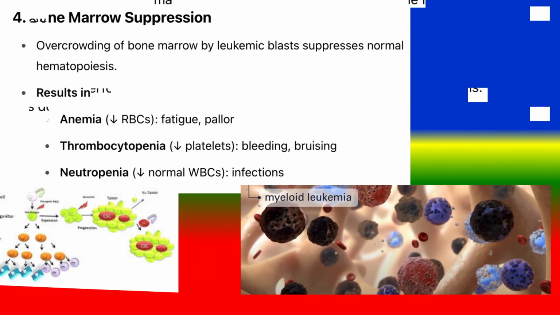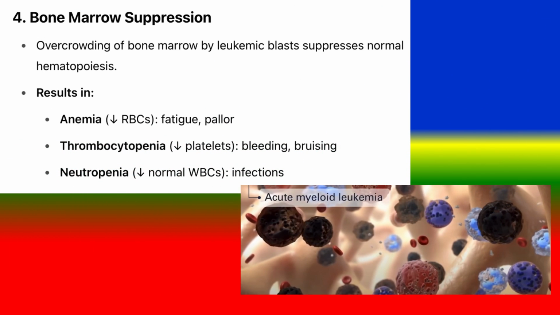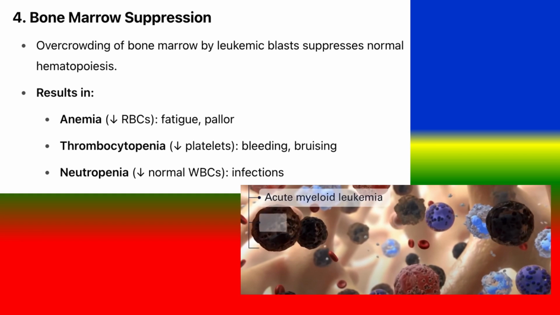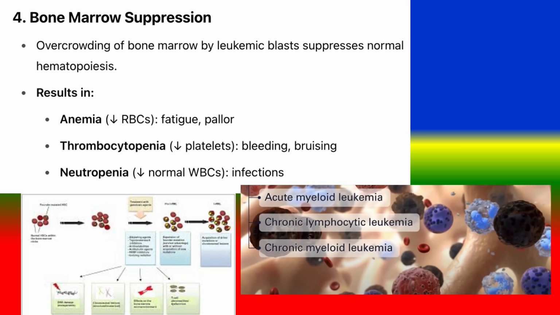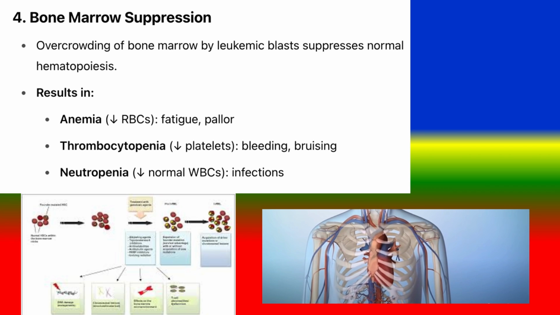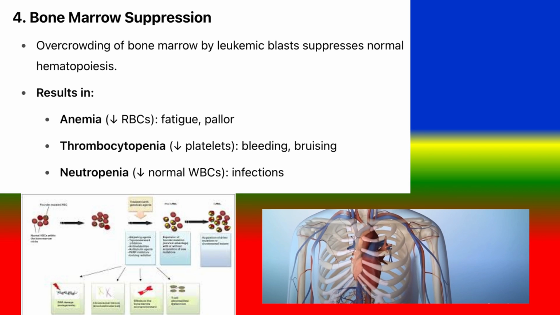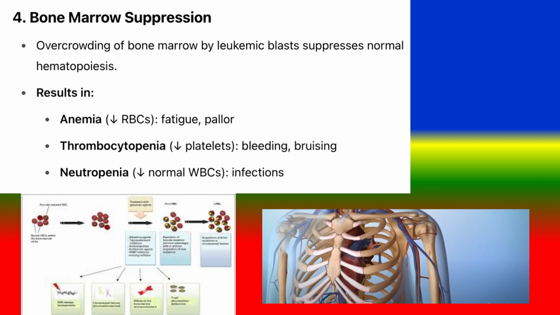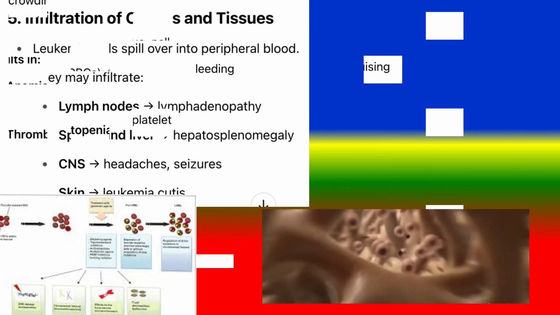4. Bone marrow suppression. Overcrowding of bone marrow by leukemic blasts suppresses normal hematopoiesis, resulting in anemia, RBCs, fatigue, pallor; thrombocytopenia, platelets, bleeding, bruising; neutropenia, normal WBCs, infections.